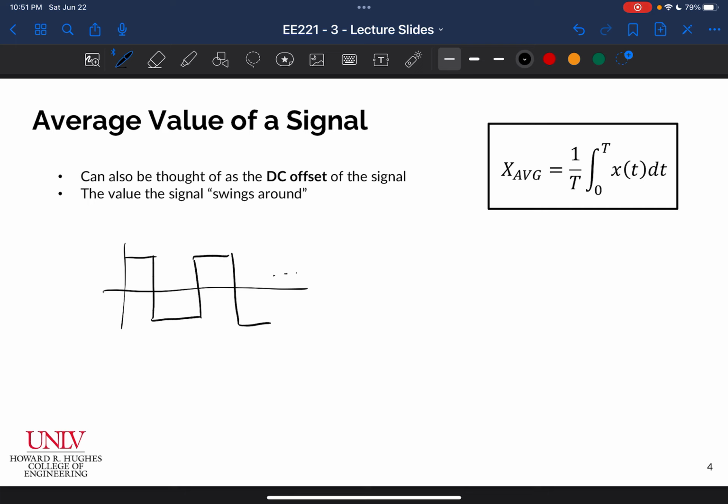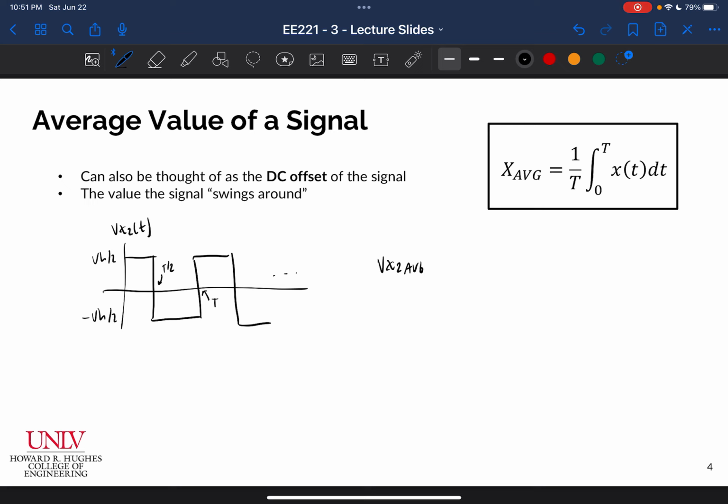We'll call this T over 2 and this time T. And we'll say this is VH over 2 and this is minus VH over 2. Basically, we're going to try and take the average of this signal. We'll call it Vx2 of T.